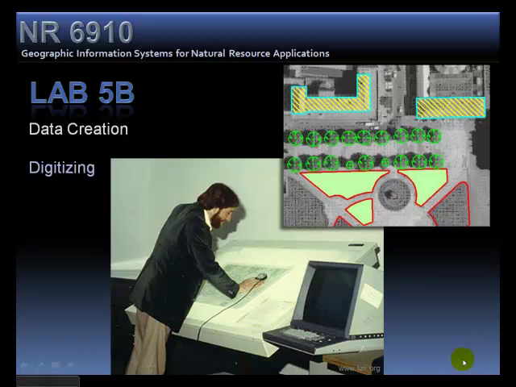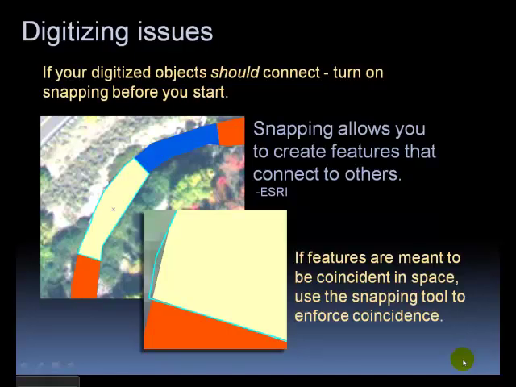Okay, this is the second lab in Module 5 where we're going to demonstrate digitizing and how you can actually create data by just drawing right on your maps. There's a demonstration tutorial video that you can watch that actually shows you the process of digitizing, so this might be a little bit kind of out of order. But I want to talk about some of the issues that you might run into and things that you want to pay attention to when you're digitizing.